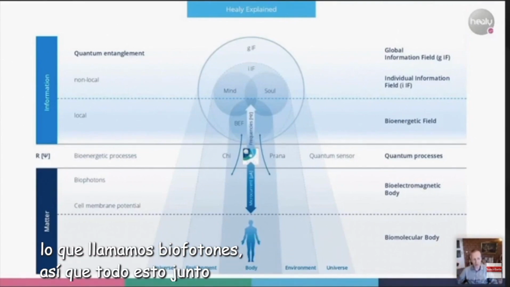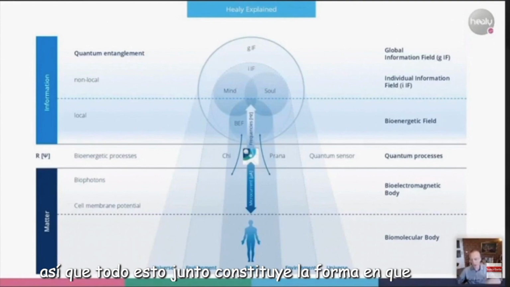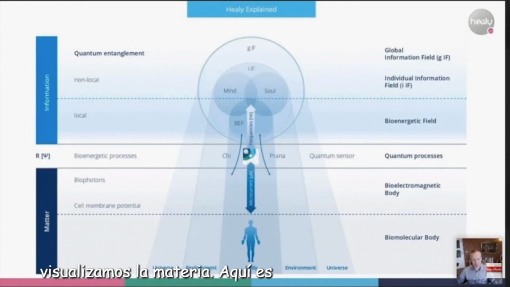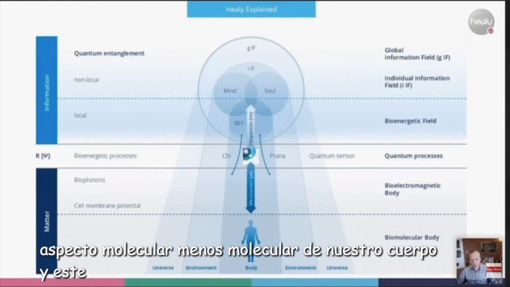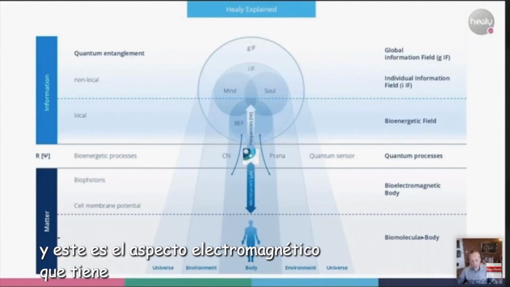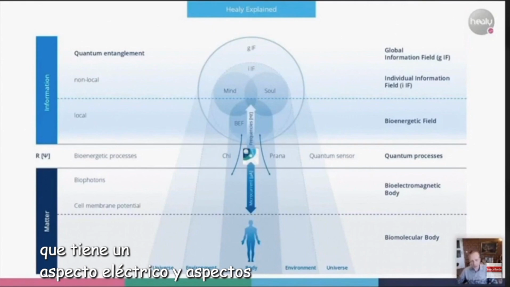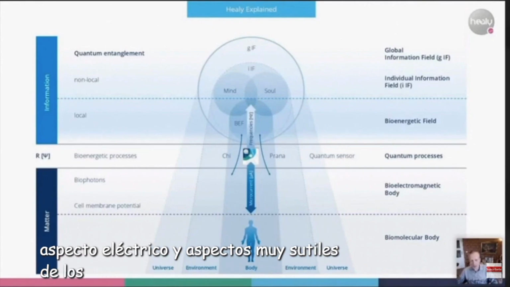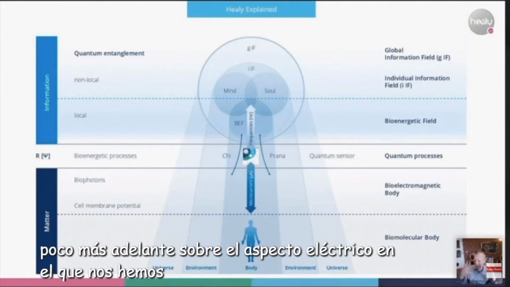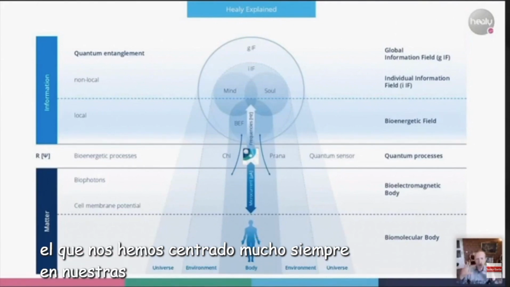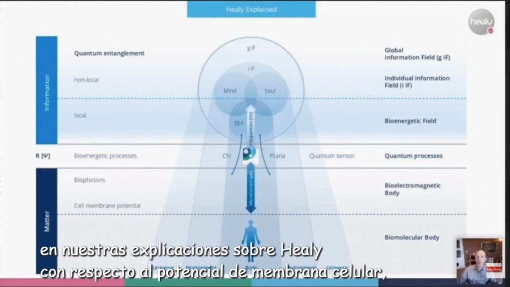So all of this together makes up the way we visualize matter here. It's the molecular aspect of our body, and this is the electromagnetic aspect, which has an electrical aspect and a very subtle aspect of biophotons. We will talk a little later about the electrical aspect, which we have always focused on very much in our explanations about Healy regarding the cell membrane potential.